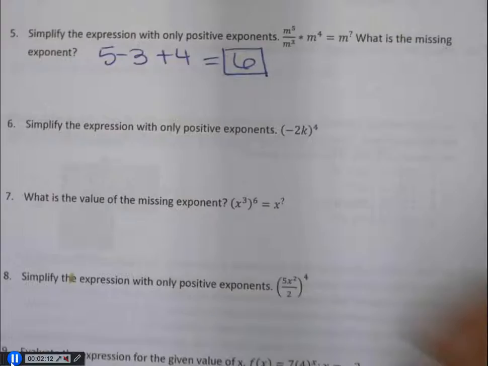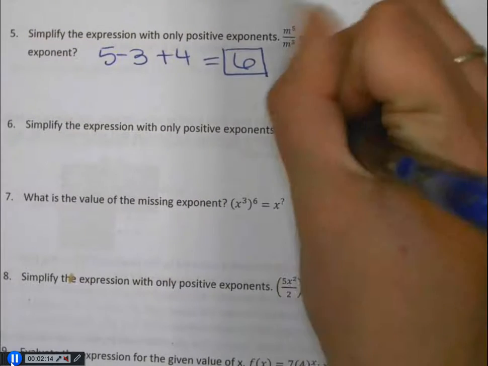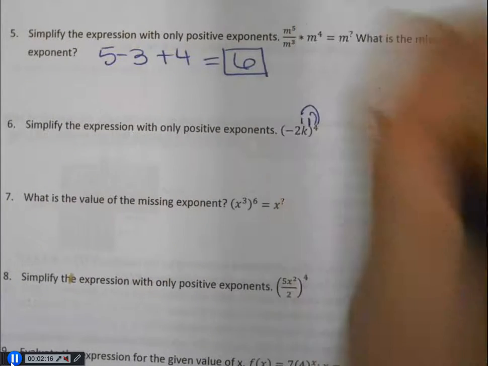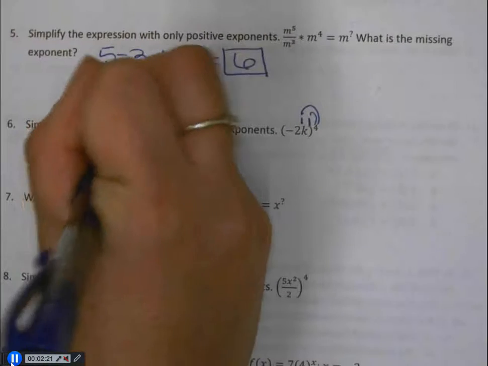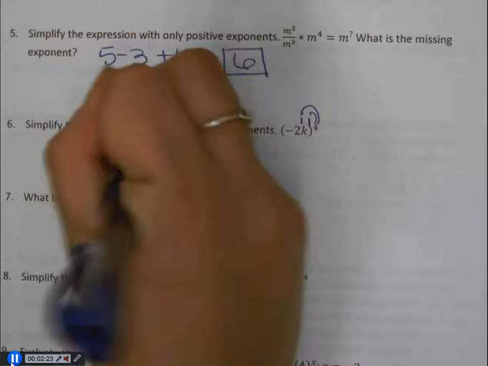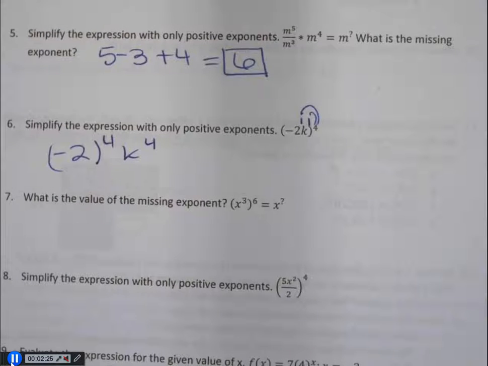Number 6, each one has a secret exponent of 1, so I want to distribute my 4 into them. So then I'm going to have negative 2 to the 4th power times k to the 4th power. Negative 2 to the 4th power is what?